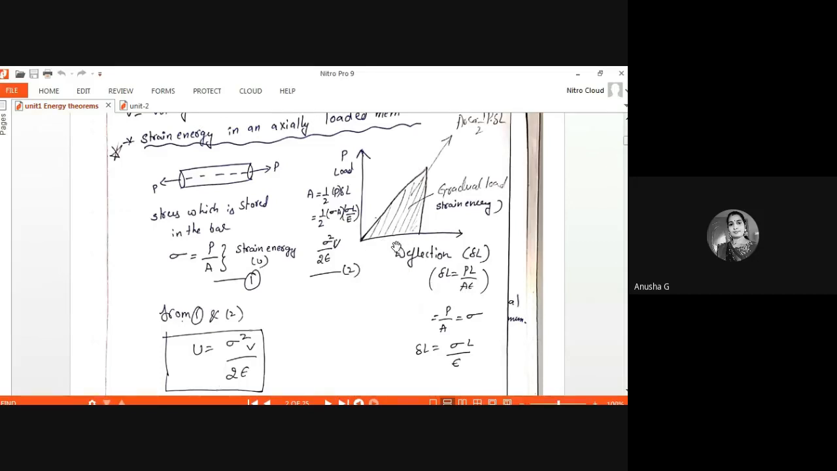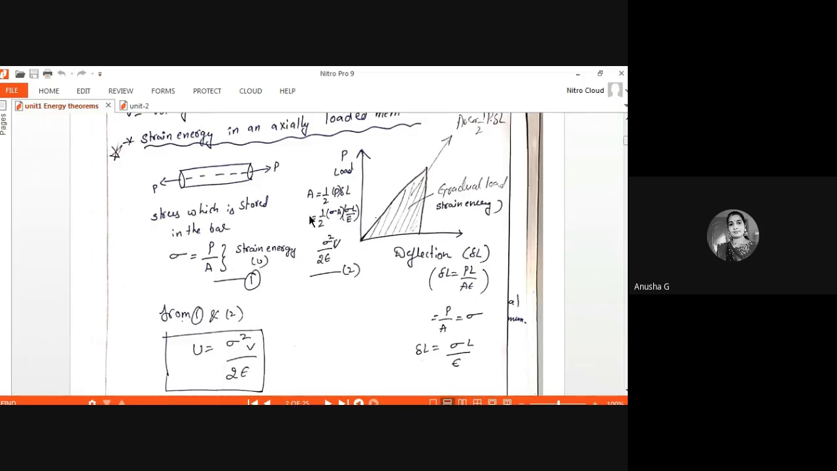Now we'll substitute the values. P, according to the first equation, equals sigma into A. Now we write in terms of sigma, A and delta L. Delta L will be sigma L by E, since P by A is sigma, into L by E. You can observe here, sigma L by E. Half into P is sigma A, and delta L is sigma L by E.